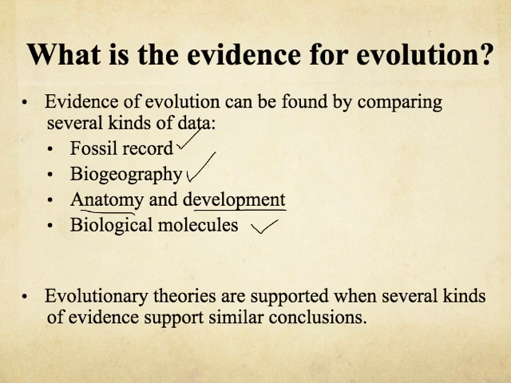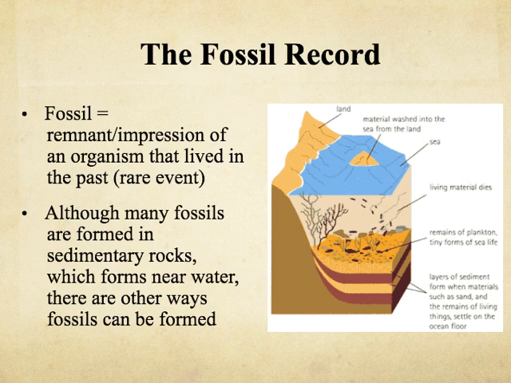for evolution. And an important thing to note, like with anything in science, evolutionary theories are best supported when multiple kinds of evidence can be cited. So, the fact that we have so many different types of evidence really suggests that evolution is a strong and sound theory. So we're going to first start with the fossil record.